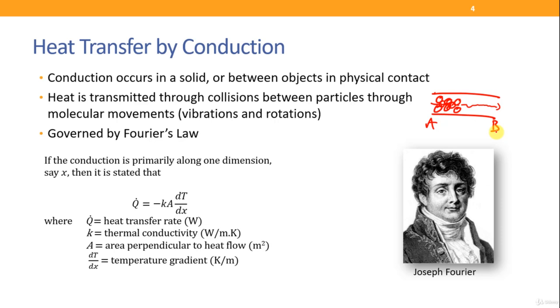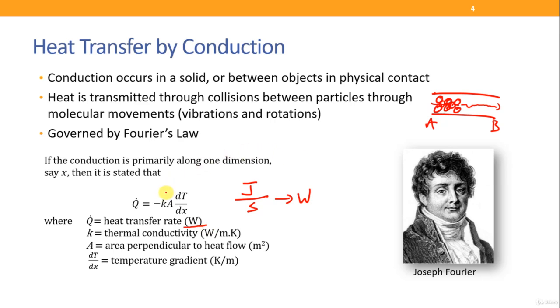And there's a formula for that. The formula is Q dot is equal to negative kA dT/dx. Q dot is the heat transfer rate. Heat energy is in joules, and when there's a dot on top, it means flow rate. So how fast energy is moving is joules per second, and that's the reason why the unit for Q dot is watts, as you can see from here. So it's the heat transfer rate.